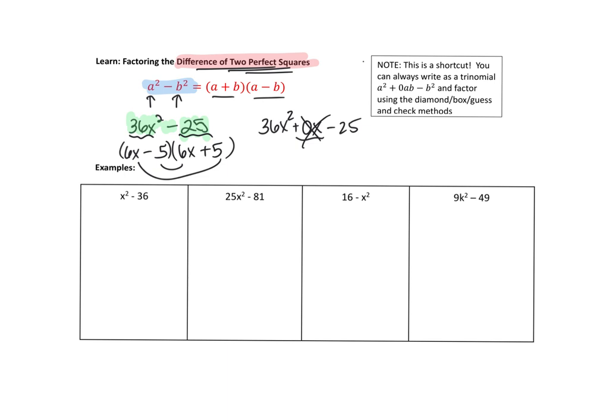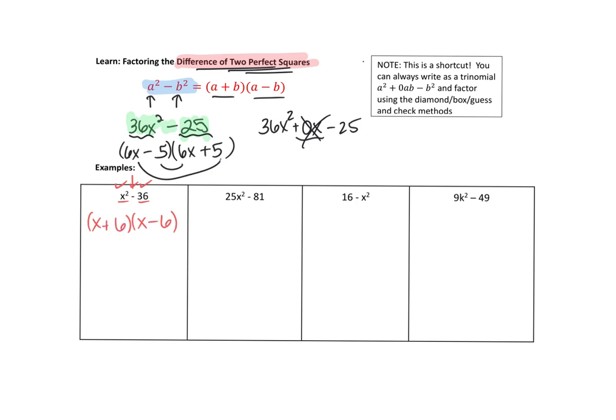So let's look at a couple examples. So my first one is x squared minus 36. So first thing I check for is, oh, that's a perfect square. Square root of x squared is just x, and 36 is a perfect square, and it is the difference. So then I'm going to use my little shortcut. Okay, so the square root of x squared is x, so I'm going to put x times x. Square root of 36 is 6, and then it's plus and minus.